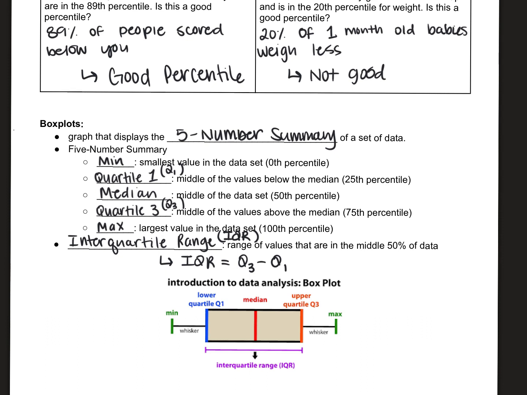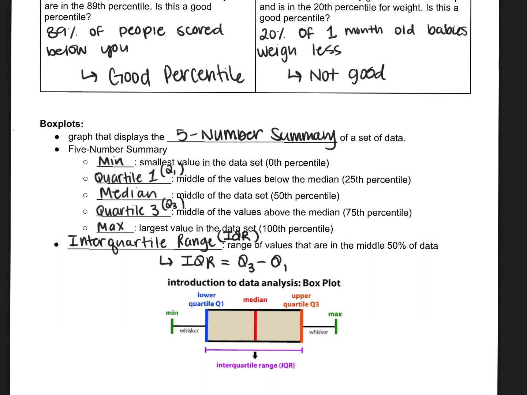So we start with our minimum, and then we have what's called a whisker to our quartile 1, and that's what forms the box. And the box starts with quartile 1 and ends at quartile 3, and then at some place we put a line for the median, and we have another whisker to our max. And then that interquartile range is that distance from quartile 1 to quartile 3.